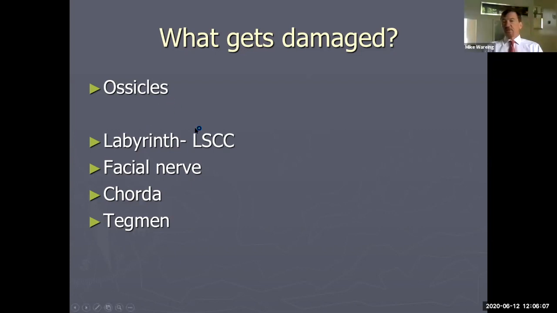After the ossicles get damaged, usually the commonest next thing to go is the labyrinth, and it usually starts off with a fistula of the lateral semicircular canal. These patients may end up with labyrinthine fistula. It doesn't have to be the lateral canal, it can be the superior canal or the posterior canal, but it's the lateral canal, where the disease gradually erodes backwards, that usually bears the brunt of labyrinthine damage.